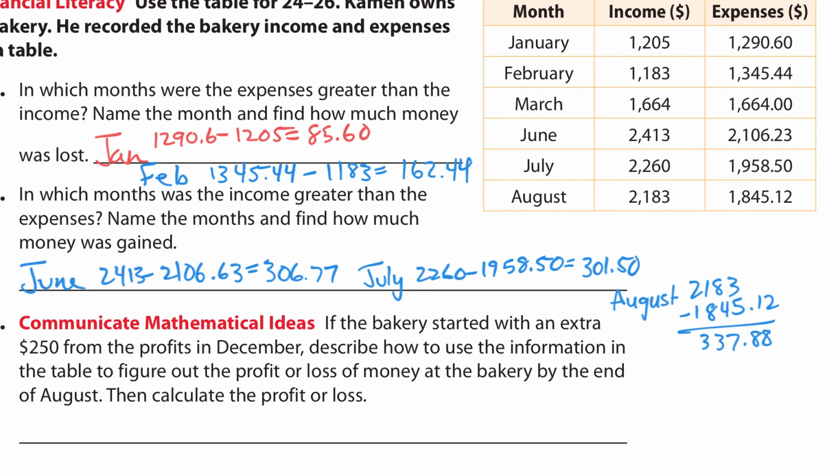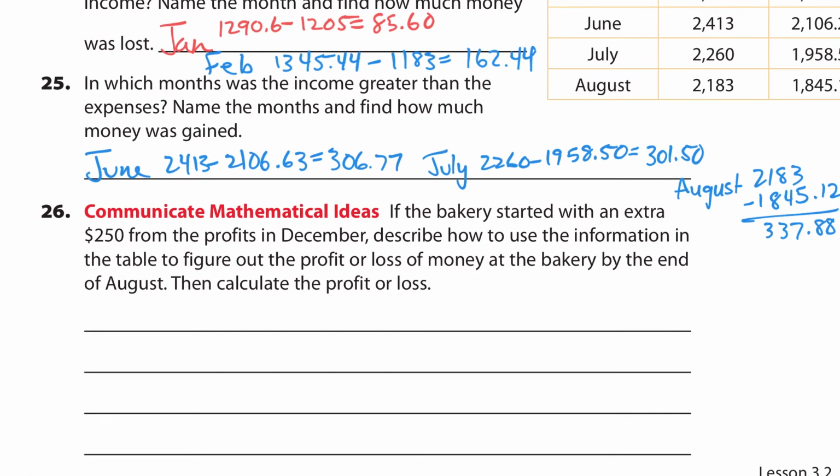So the next one is if the bakery started with an extra 250 from the profits in December, okay, describe how to use the information in the table to figure out the profit and loss of money at the bakery by the end of August, then calculate the profit or loss. Oh boy, this is going to be big. I'm going to have to write this out a little bit.